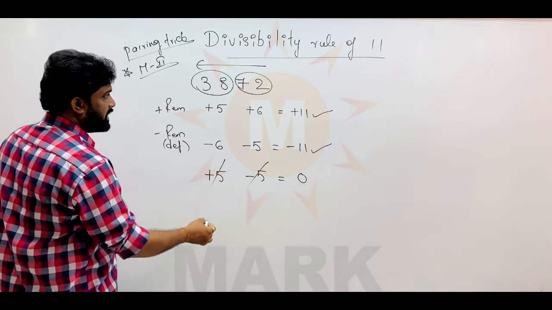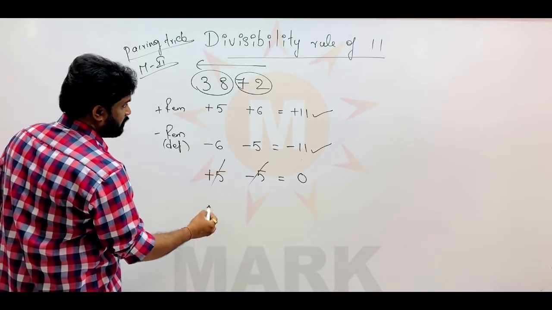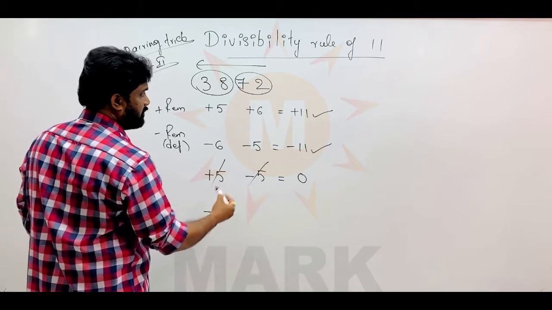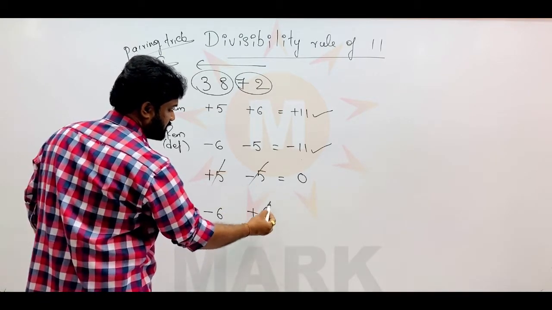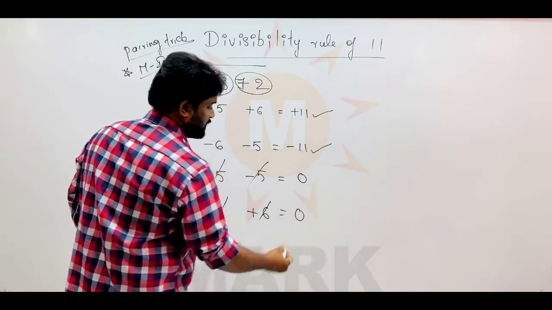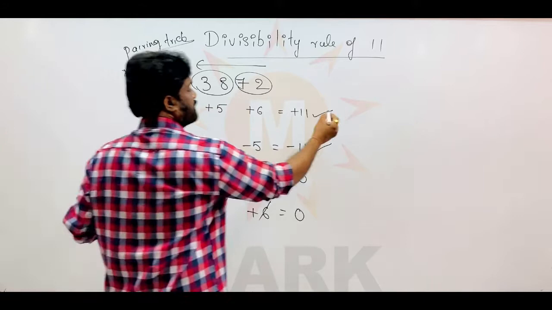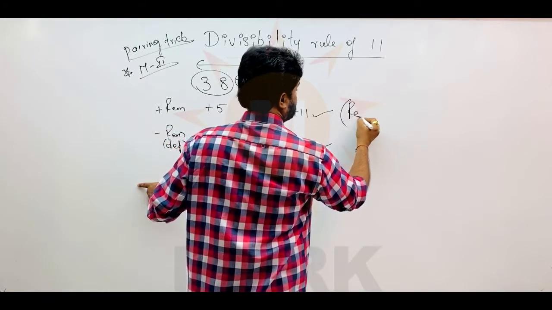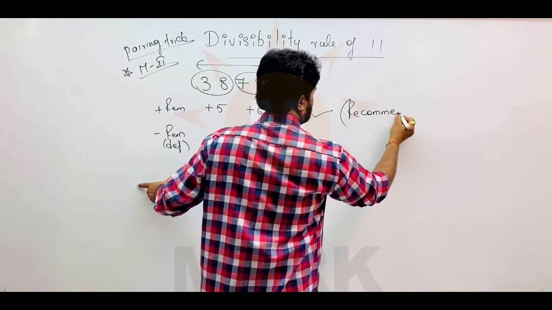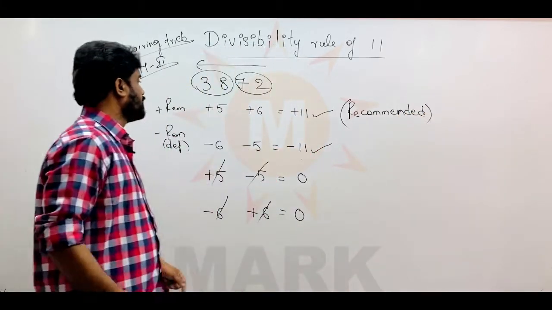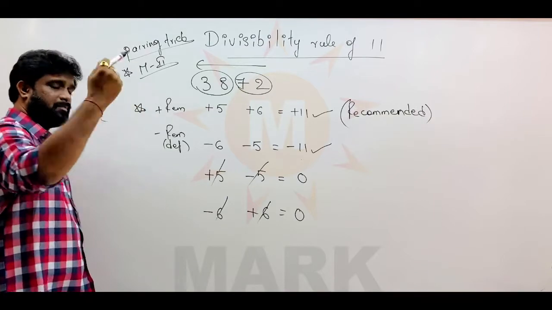Suppose you take this side as a negative remainder, what is 38? Negative remainder minus 6. What is the positive remainder? This side negative and that side positive. Positive remainder plus 6. So they get cancelled and you will get 0. So this is the way. But this positive remainder case is recommended. This one, the positive remainders method, generally people use most.